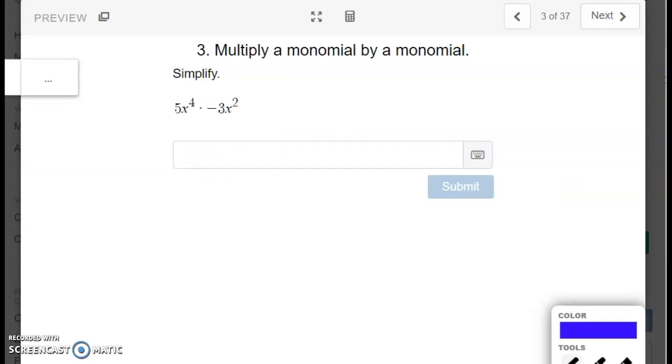Okay, how about this one? We have 5 times negative 3, that's going to be negative 15. And then we have x to the power of 4 multiplied by x to the power of 2. So x is being multiplied to itself 4 times, and then 2 more times. That means x is going to be multiplied to itself 6 times altogether.